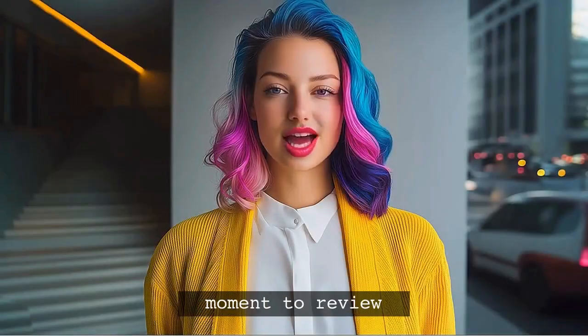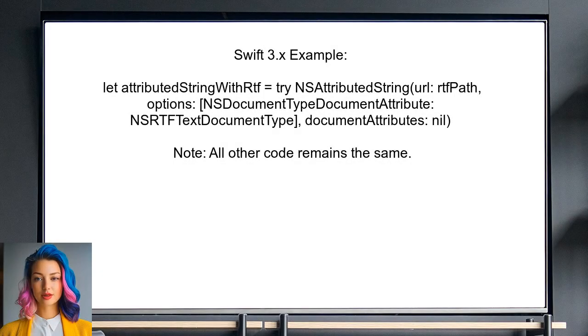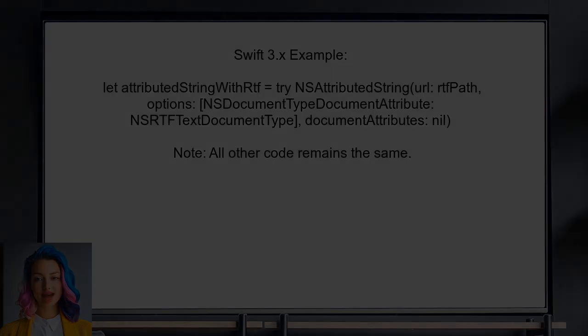Let's take a moment to review another user's answer. An alternative solution provided by another user suggests using the NSAttributedString initializer with a URL for reading RTF files. In Swift 4 and 5, you can specify the document type using NSAttributedString.DocumentReadingOptionKey. This approach allows you to avoid the conversion error you encountered. For Swift 3, the user notes that the syntax changes slightly, using NSDocumentType.documentAttribute instead. This highlights the differences in handling attributed strings across Swift versions.